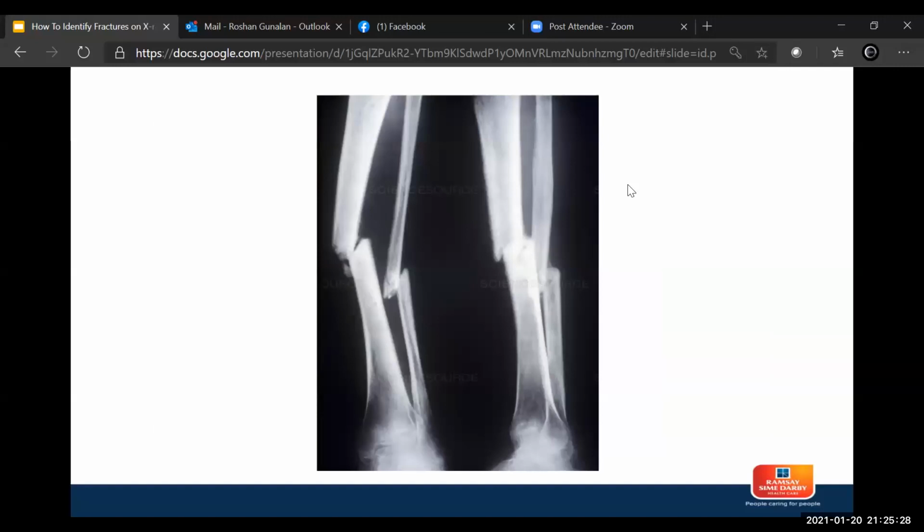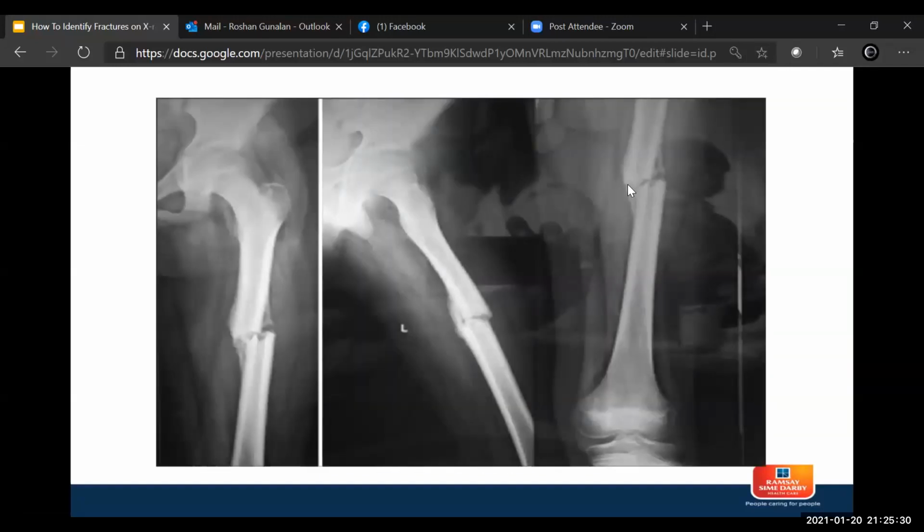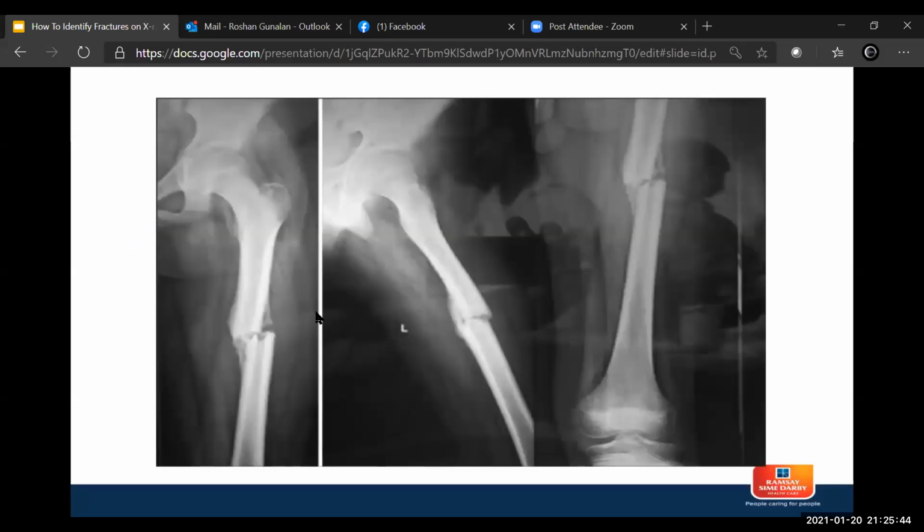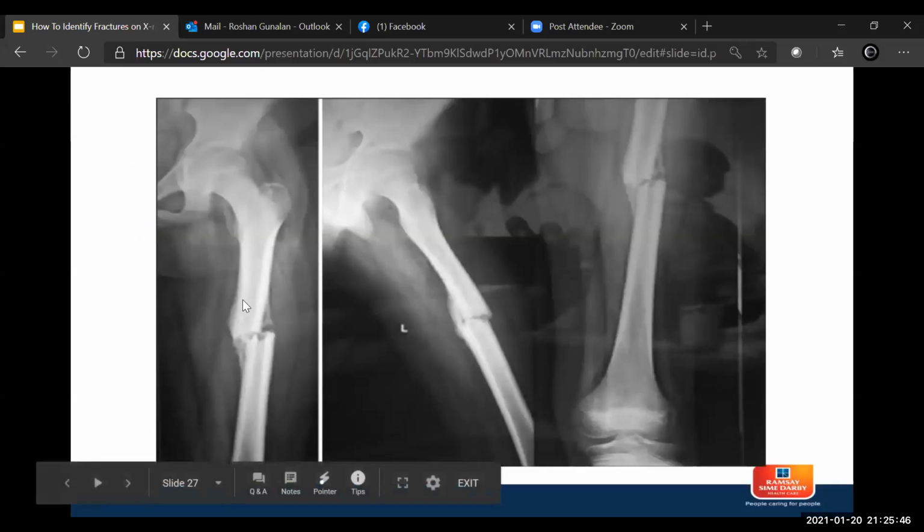So the previous picture, the first picture, doesn't show both the joint above and joint below. You can only see the AP view, whereas the lateral view is not seen. So it's inadequate. The next one actually shows both. This is the AP view on the left. This is the lateral view.